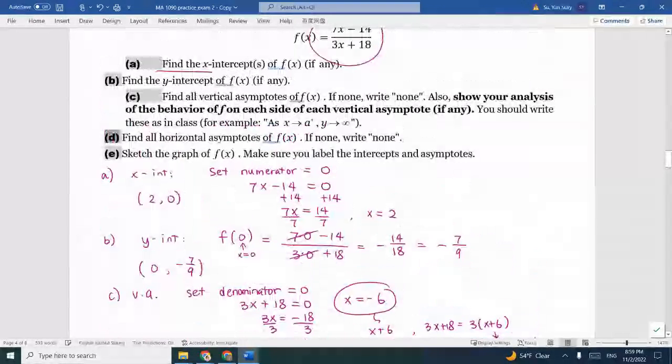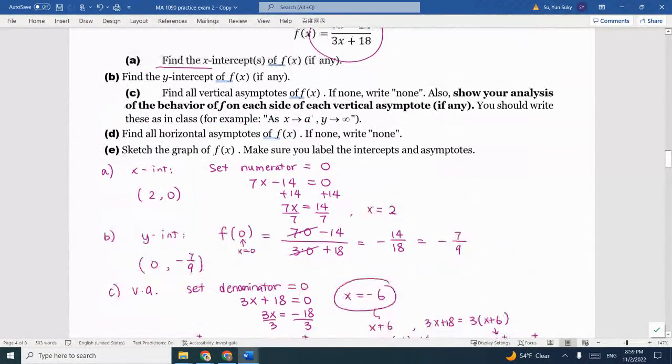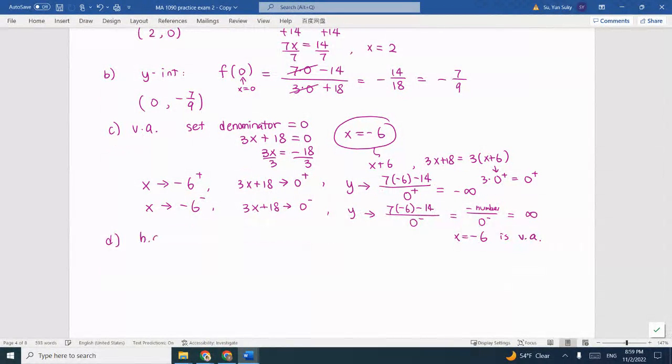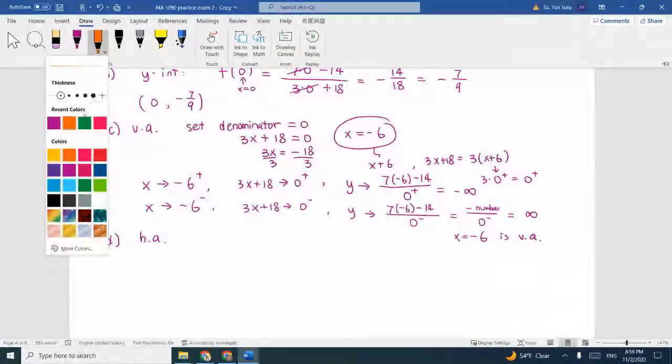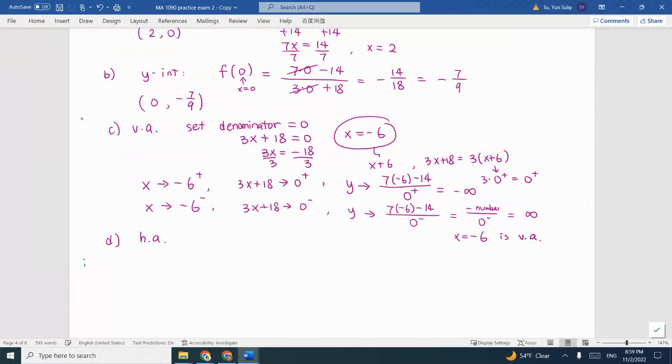And then part D, horizontal asymptotes. So let me write it down. If the degree of the numerator is less than or equal to the degree of the denominator, we get a horizontal asymptote for sure. If the degree of the numerator equals 1 plus the degree of the denominator, we get a slant asymptote.